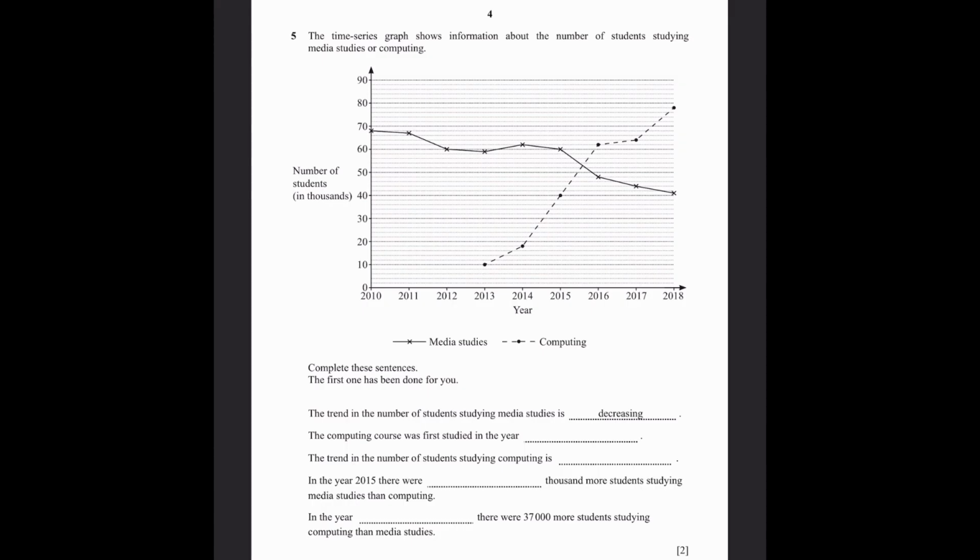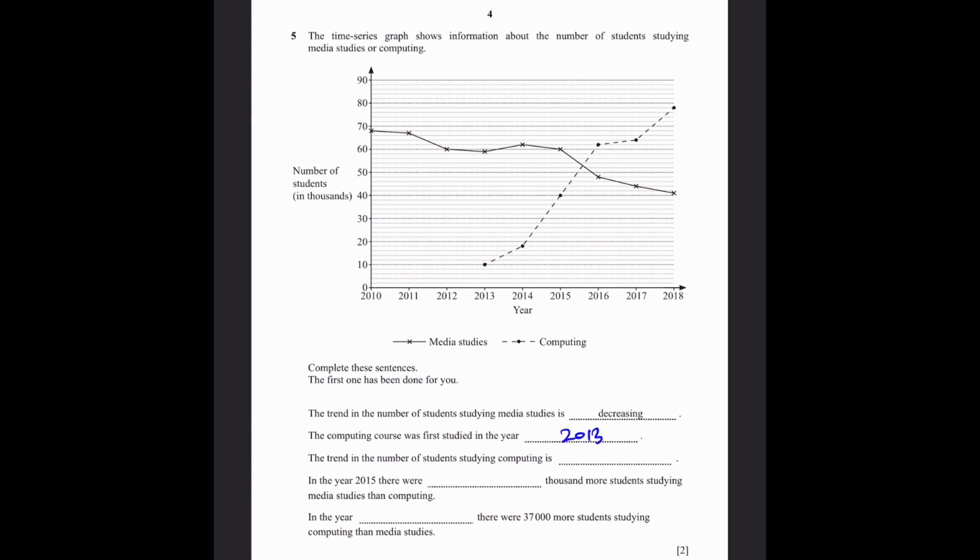Question 5. The time series graph shows information about the students studying media studies or computing. Complete the sentences. The first one's been done for you. The trend in the number of students studying media studies is decreasing. As you can clearly see, it is going down. In 2010, it's 68. 2018, however, it's 41. The computing course was first studied in the year dash. Well, the line starts from 10 for the computing course, and that 10,000 students is 2013, so the answer is 2013.